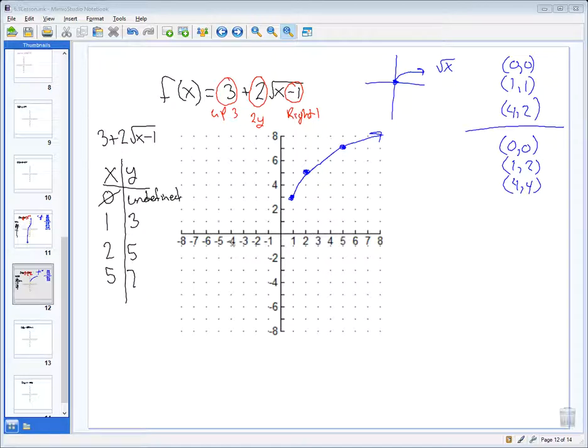I get the same points by plugging in numbers as I do by shifting these points. Sometimes it's faster to shift and adjust by the distortion. Other times it's faster to plug in numbers. It's really up to whatever you prefer.